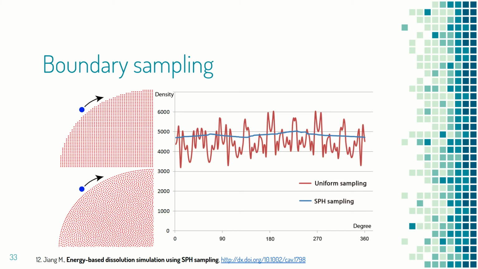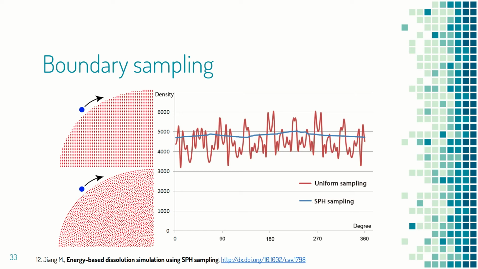With uniform sampling, you can see that the density is actually all over the place. In fact, it ranges from, say, above 5,000 to 3,000, whatever this is actually. I don't know what the units are. So the density function varies wildly, whereas with SPH sampling, the density function is more or less smooth and certainly doesn't vary that wildly.